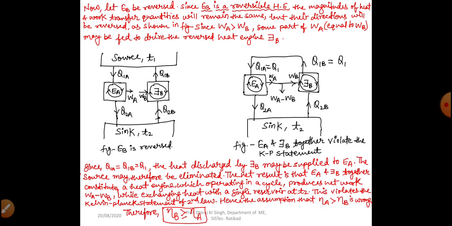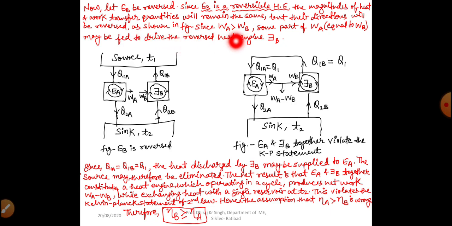So in the next slide we can see, now let EB be reversed. We have reversed our heat engine B, because it is a reversible heat engine. Since EB is a reversible heat engine, the magnitude of heat and work transfer quantities will remain the same, but their directions will be reversed. The heat transfer or the work transfer will remain the same, but the direction is reversed.